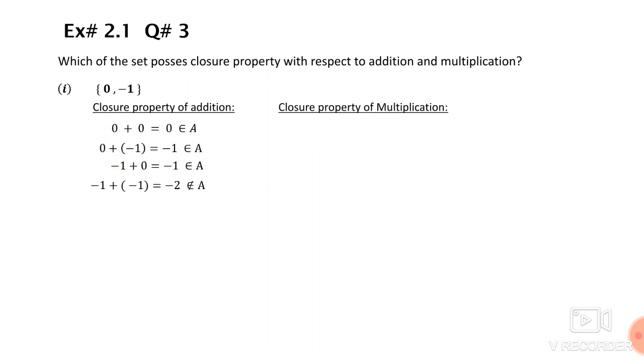Now check the closure property of multiplication. Take 0 and multiply it with all the numbers. So 0 multiplied by 0 is 0, which belongs to the set. 0 multiplied by minus 1 is again 0, which belongs to the set. Minus 1 multiplied by 0 equals 0, which belongs to the set. Minus 1 multiplied by minus 1 equals 1, which does not belong to the set. This is not okay. So the closure property of multiplication is also not satisfied.